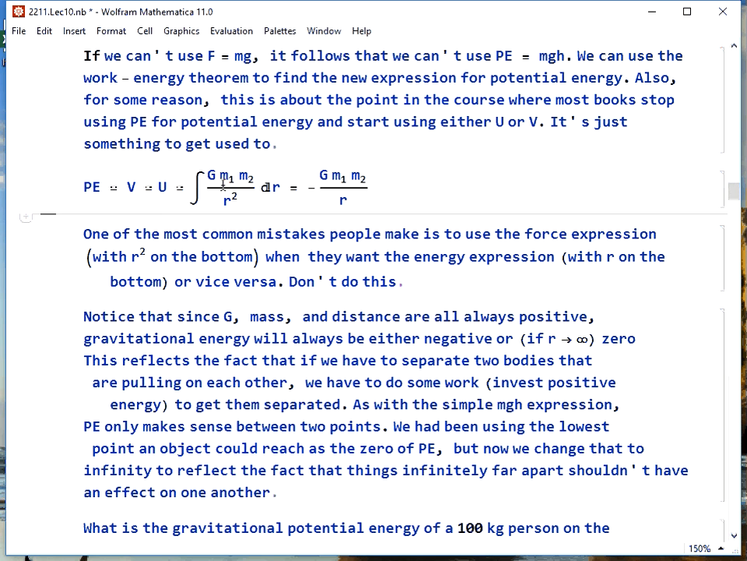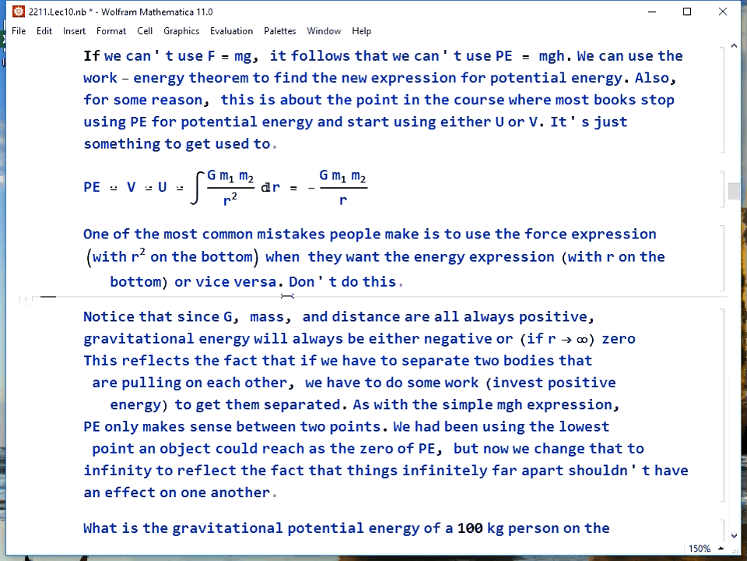So the work energy theorem says what we would have to do is integrate this force dotted into the displacement. This tells us that, again, only the distance radially matters, since that's really a dot product. And what we get is this expression for potential energy, negative G m1 m2 over r. One common mistake that students make is they will use this with r squared on the bottom when they want potential energy and vice versa, so you have to watch that.